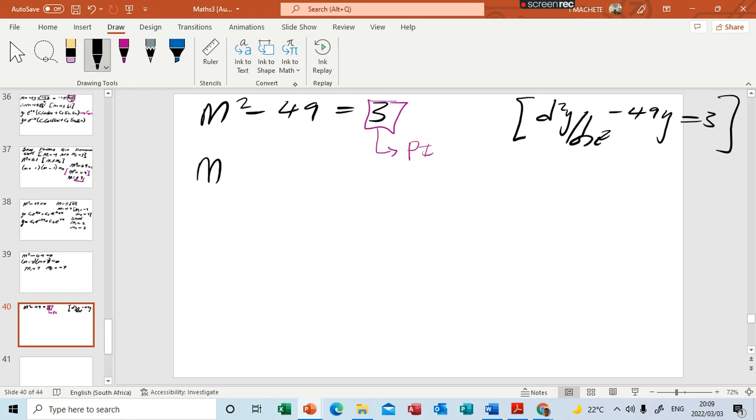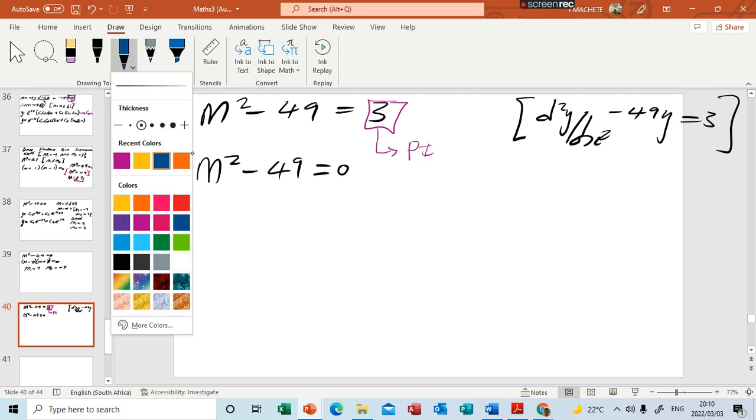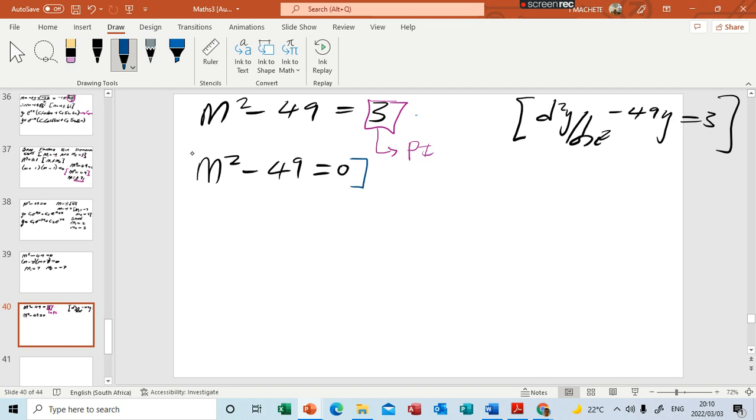So you're going to say m squared equals to 49. You see this thing, you're going to remove that 3. I'm saying let me do it, but then I'm busy changing this. You're going to remove that 3 and put it on hold. Leave it, ignore it. You find your auxiliary equation like we've been doing. There's your auxiliary equation. You put it that way, remove that 3, and equate it to 0.